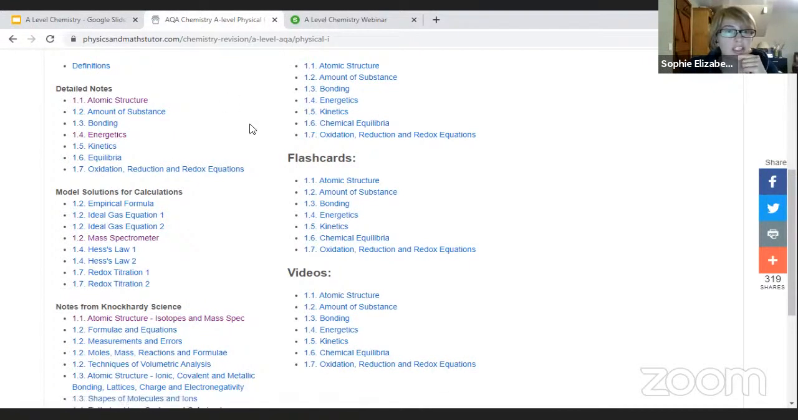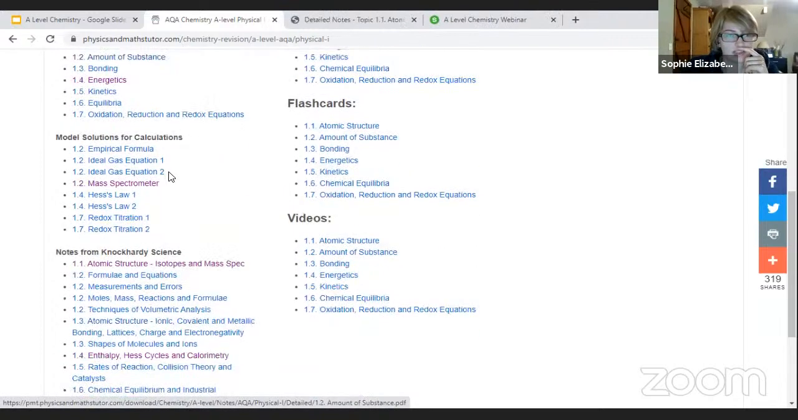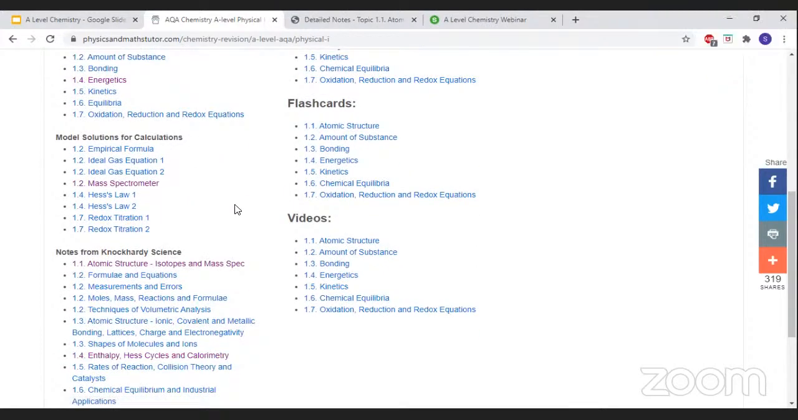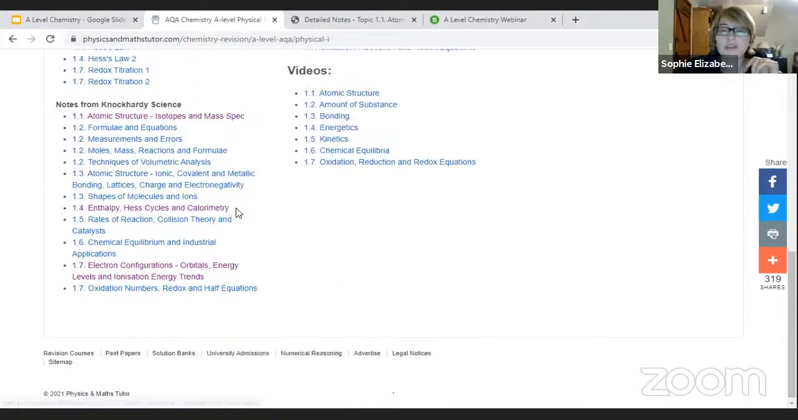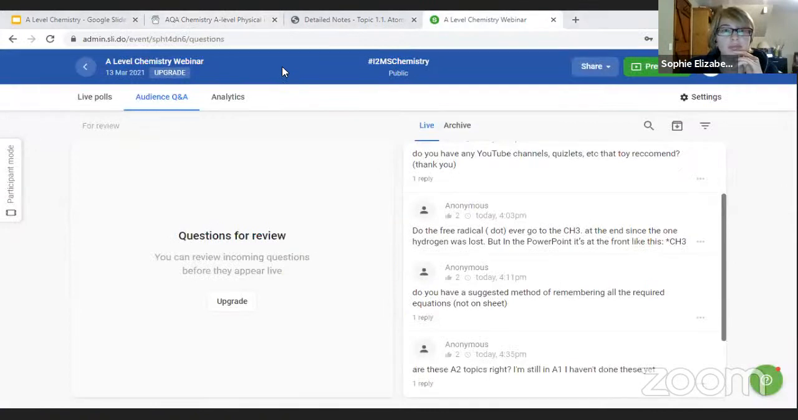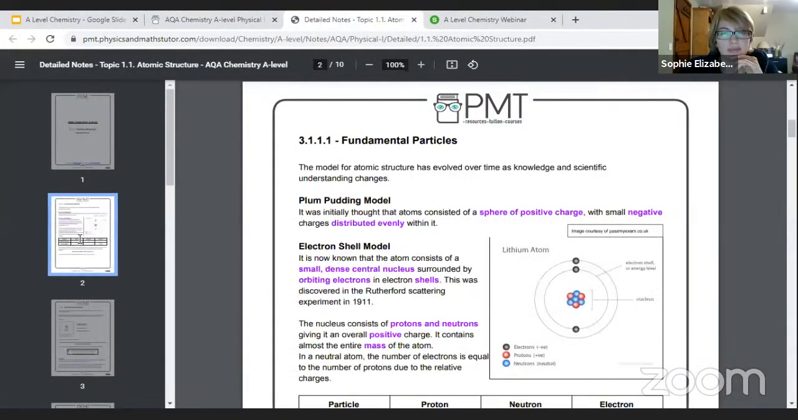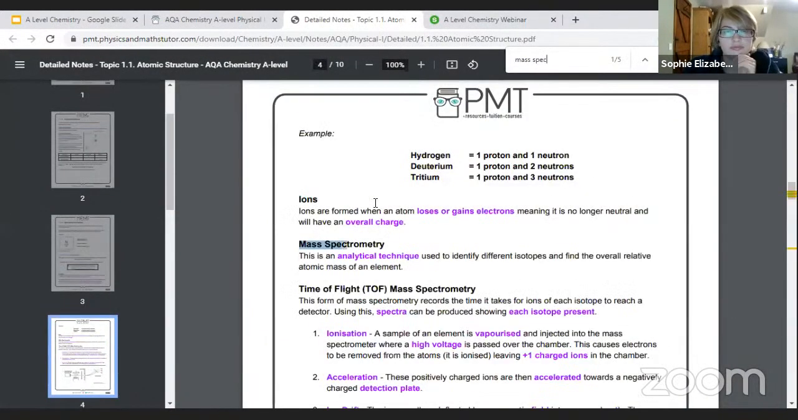With regards to the notes, where would it be? I'm pretty sure it's atomic structure, actually. Let me just have a look. What I'm saying is have a look at this, go through this part, and also just YouTube revise mass spectrometry. Hopefully that's it. Okay, there you go.